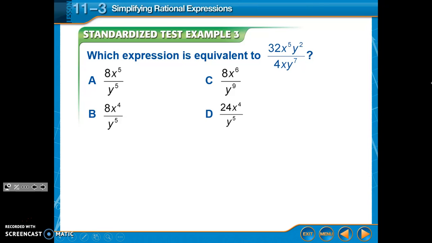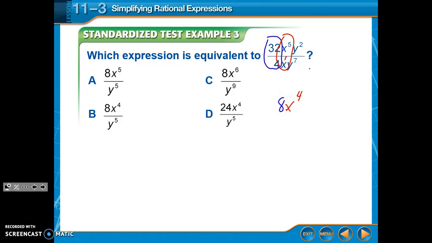So I'm going to start by looking at the numbers. So 32 over 4. 32 divided by 4 is 8. And then I look at the x's. So I have x to the 5th over x. So remember, I subtract the powers. So this is like x to the 1st. 5 minus 1 is 4. So I get x to the 4th.